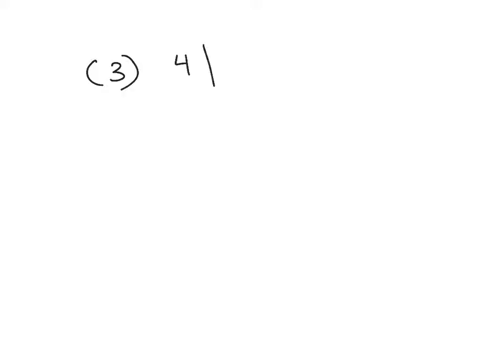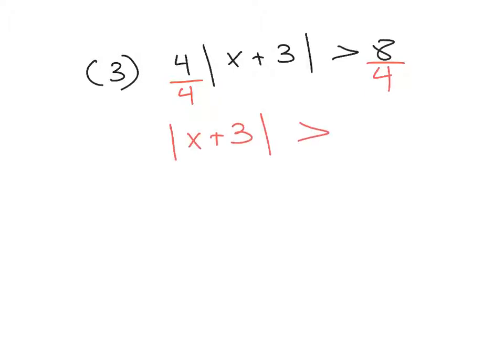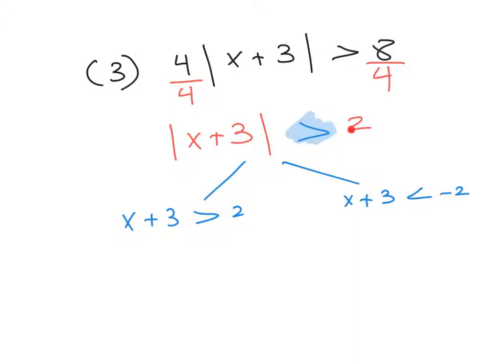So for absolute value of x plus 3 greater than 8, it's still one absolute value that I need to isolate, so I divide both sides by 4. So the absolute value of x plus 3 is greater than 8 divided by 4, which is 2. Since it's a greater than, I will have 2 different inequalities. One of them is going to be x plus 3 greater than 2, and then x plus 3 less than negative 2. Since I multiplied by a negative, the inequality shifts.